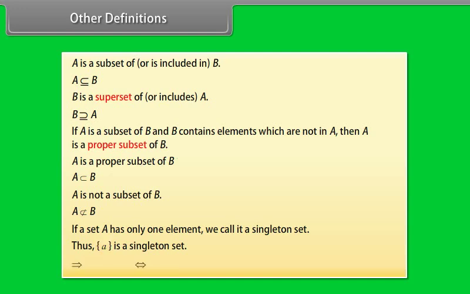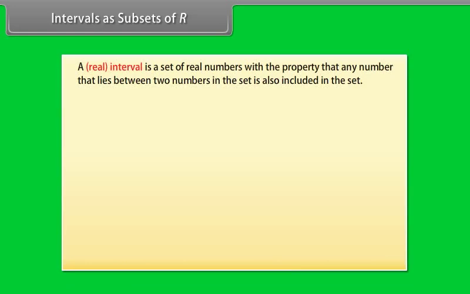Look at these symbols now. The first one means implies that, and the other one means if and only if. Intervals as subsets of R. A real interval is a set of real numbers with the property that any number that lies between two numbers in the set is also included in the set.